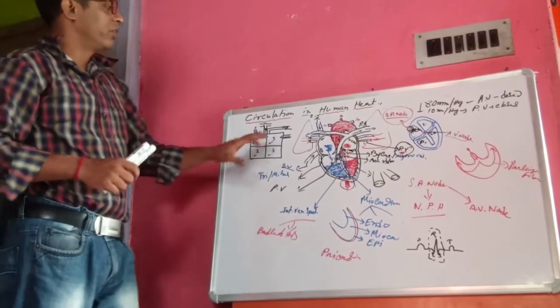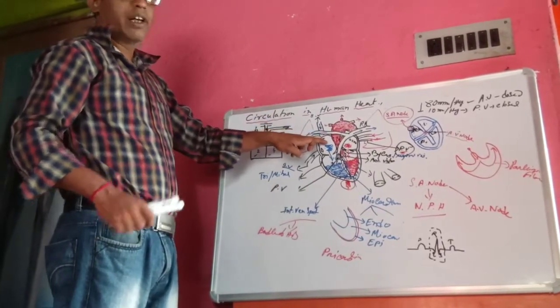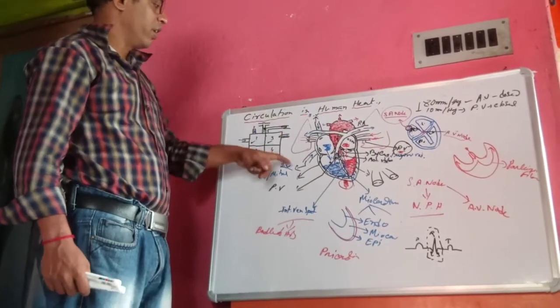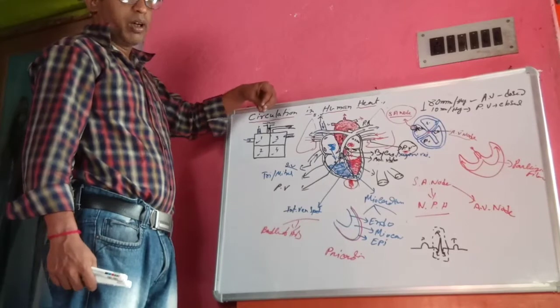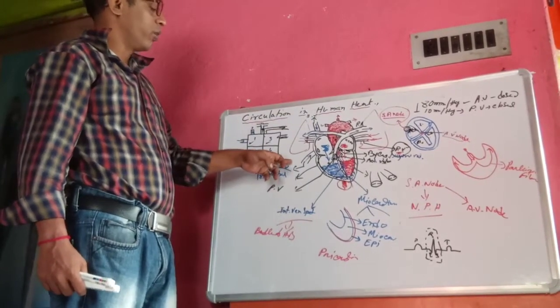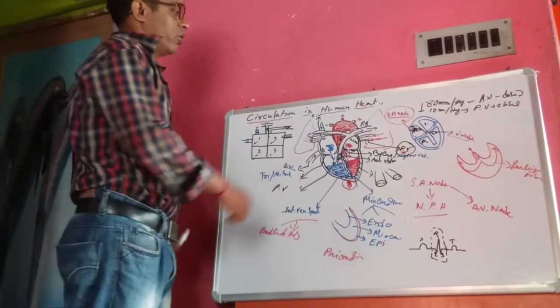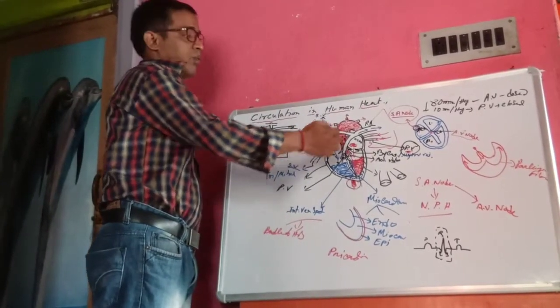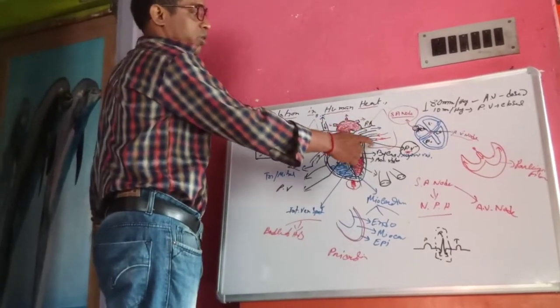As we know, all the impure blood comes to the right atrium through the superior vena cava and inferior vena cava. The blood from the upper part of the body comes through the superior vena cava and from the lower part of the body through the inferior vena cava. At the same time, the fresh blood comes from our lungs through the pulmonary vein.